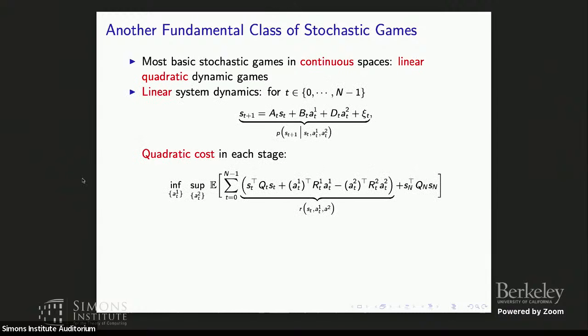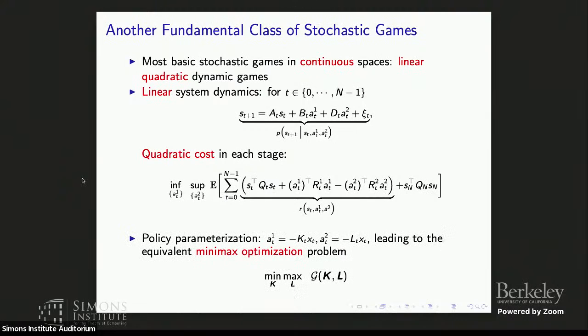More specifically, the transition of the states follows some linear dynamics, where the actions A1 and A2 enter the transition of the states also in a linear way. And you can see here is the random noise. Also, at each stage, the cost has a quadratic form. It is quadratic with respect to the system state and the actions of both agents.